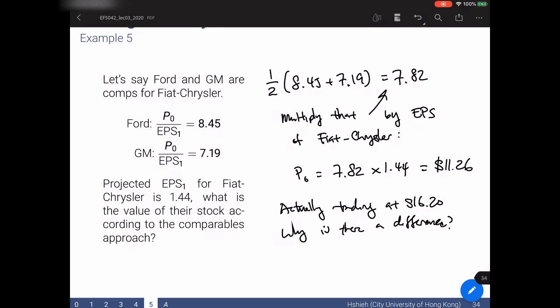The difference between $16.20 and $11.28, you can argue that it might be a growth difference between firms, but most likely it's because your set of comparables is not large enough to precisely represent Chrysler for valuation. Okay, so there are most likely differences between Ford and GM and Fiat Chrysler, and that's why we get different numbers.